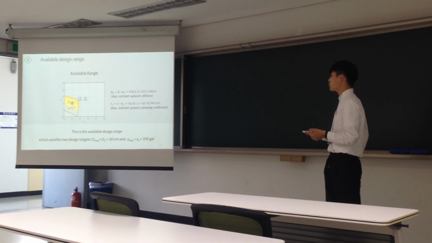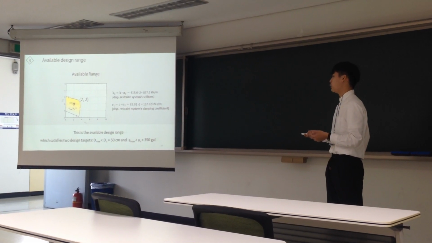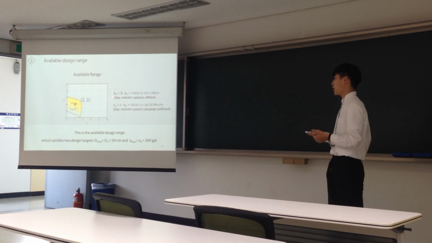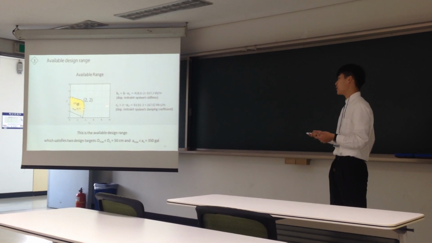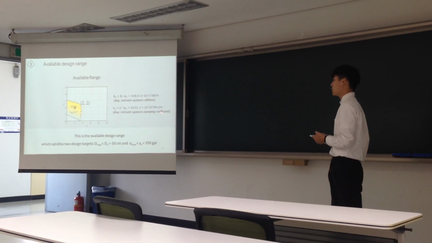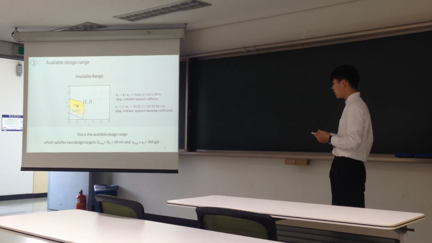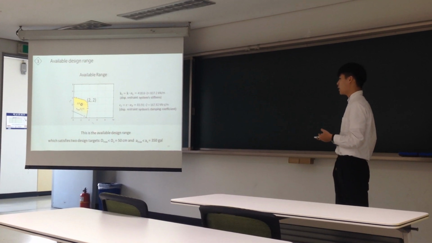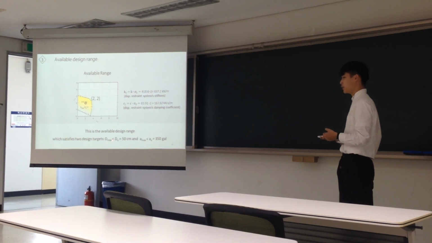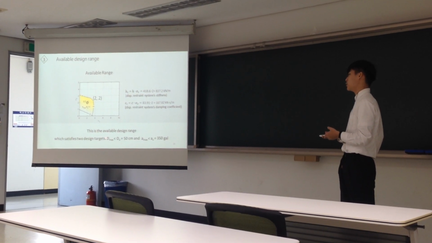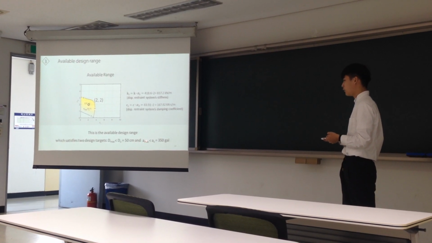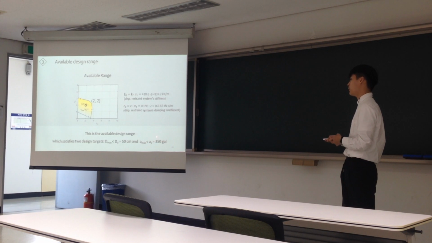So we randomly choose 0.22 as our design parameters. And by these two parameters, we can calculate our K1, which is displacement restraint system stiffness, and C1, the restraint system damping coefficient. And the number is here. So this is the final available design range, which satisfies two design targets, which is the maximum displacement of our isolation system is less than 50 centimeters, and the maximum of our acceleration is less than 350 Gauss.